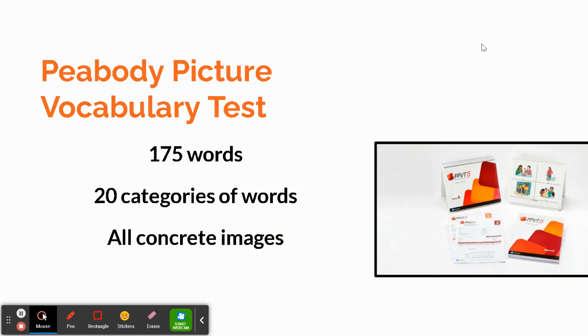The test consists of 175 words. There are 20 categories of words, and all the words are concrete images. So they're all things that can be seen. I will talk a little bit more about this later on in the presentation, but for example, objects, maybe a person or an animal doing something that is clearly visible on the illustration or picture, as opposed to a more abstract kind of vocabulary word.